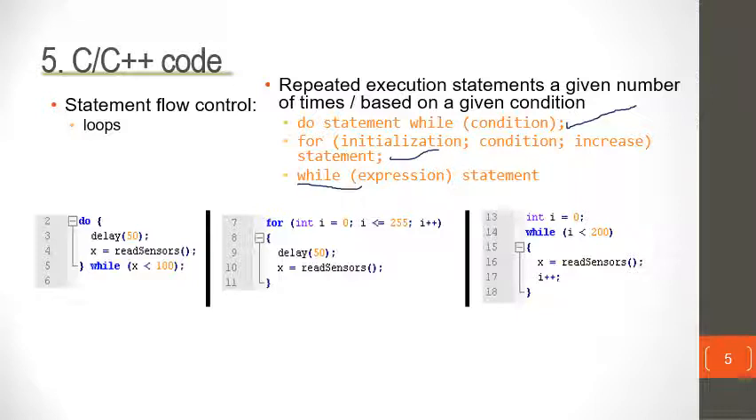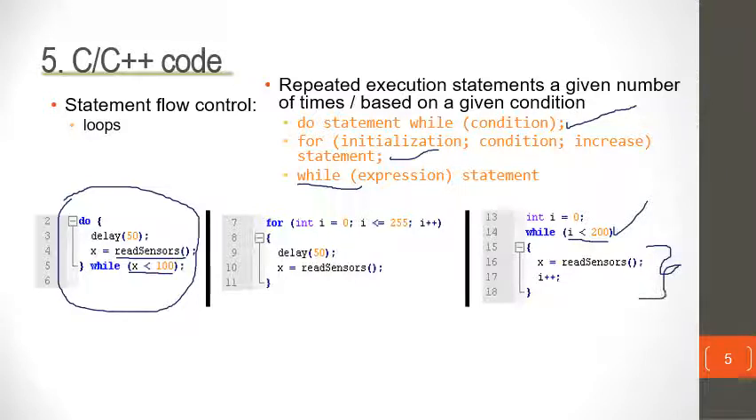So this is an example here of a do while statement where the sensor is read while this condition is met. You can also have a while statement such as this, where this would be the condition of the while statement and this would be the block of code that is executed a number of times. In this case, this would execute 200 times.